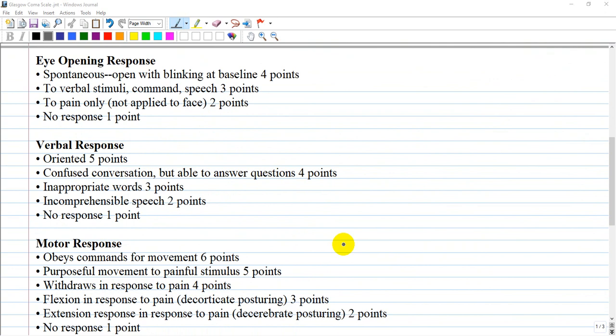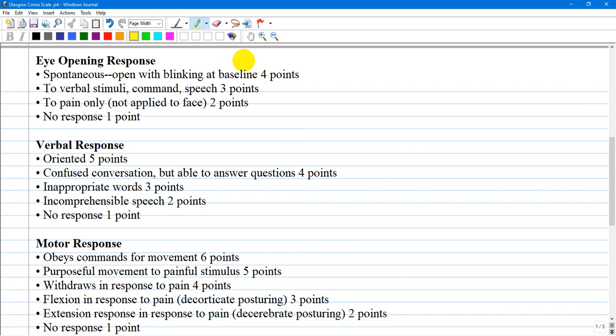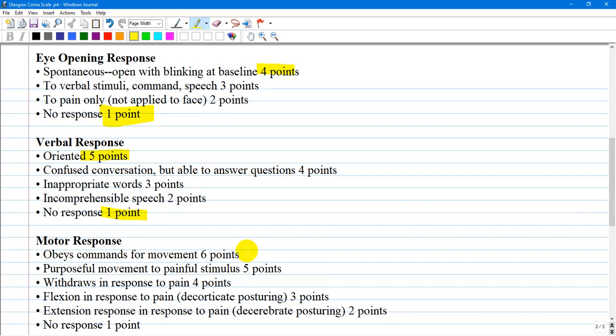The Glasgow Coma Scale assesses three things: eye-opening response, verbal response, and motor response. For eye response, they give a maximum of 4 points and 1 point for no response. For verbal response, 5 points maximum and 1 point for no response. And for motor response, a maximum of 6 points and 1 for no response. So they are assessing in this way.